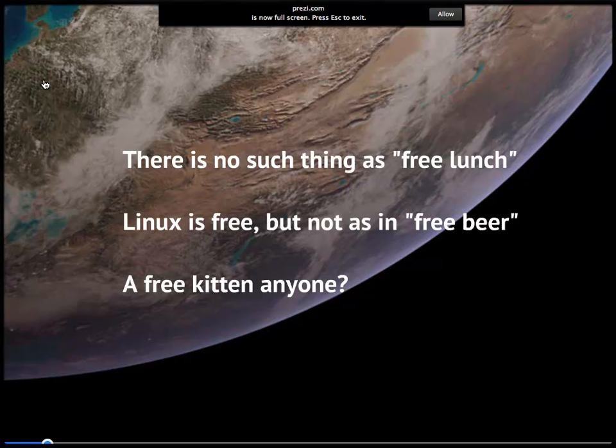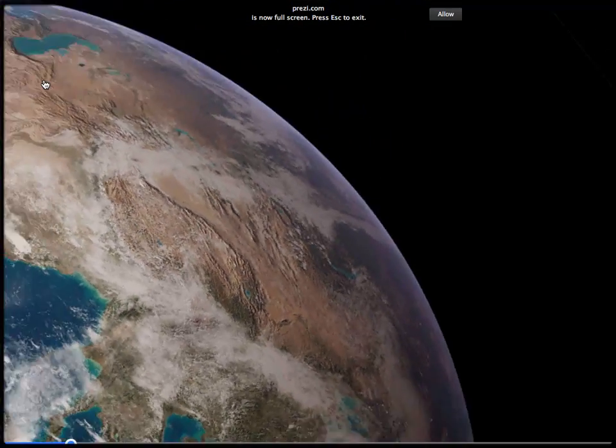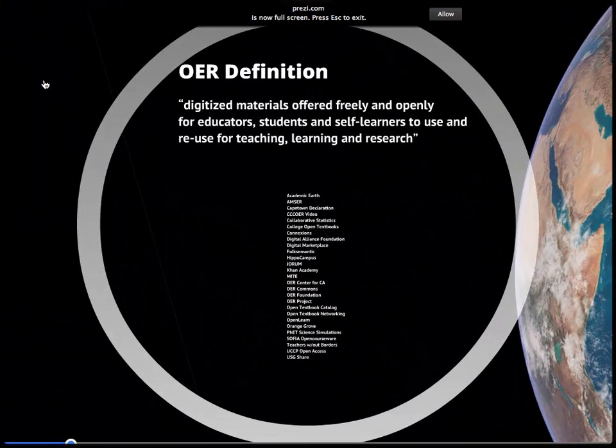So let's see what we can do today in terms of making these subjects a little bit more familiar. A definition for OER: it's digitized materials offered freely and openly for educators, students, and self-learners to use and reuse for teaching, learning, and research. So again, the English language has the word free, and unfortunately it means both freedom and free of cost. And so this is where we specifically mean something open and something that is available. So in terms of having materials, how many of you would be comfortable using someone else's materials?